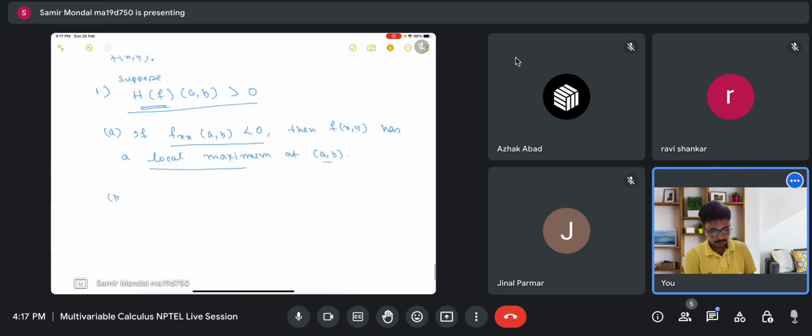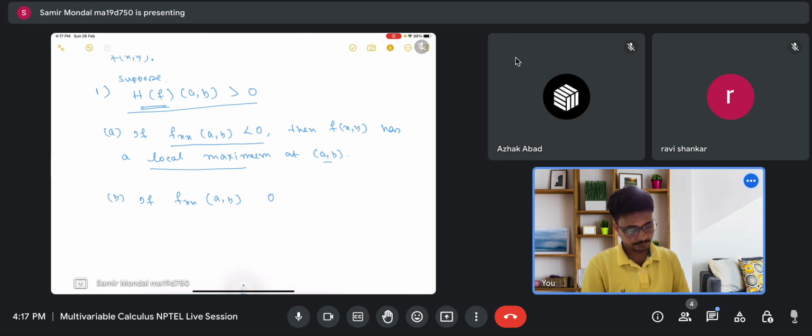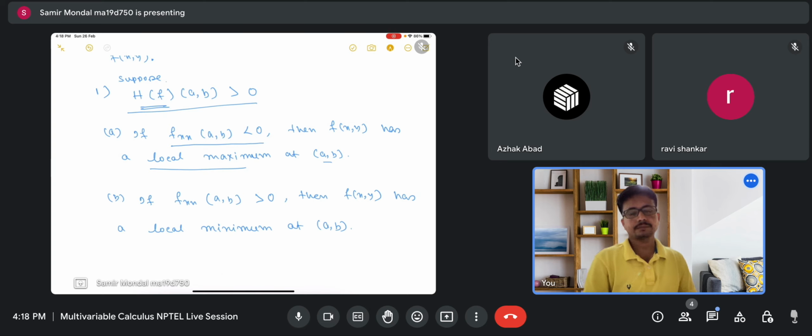Second one, what will we get for local minima? If the second order partial derivative with respect to xx is greater than 0, then f of xy has a local minimum at AB.